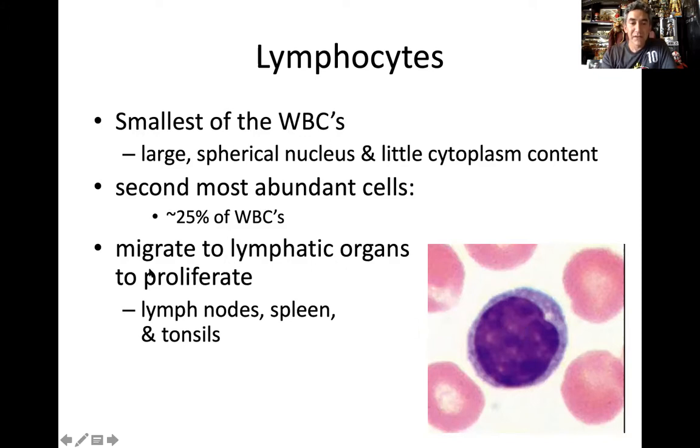So lymphocytes are going to migrate to lymphatic organs. We're going to talk about those a little bit later. So we associate lymphatic organs like the lymph nodes, spleen, and tonsils with the lymphocytes. So, cells of the lymphatic system. Lymph nodes, spleen, tonsils, that's where these lymphocytes tend to hang out and proliferate and reproduce.